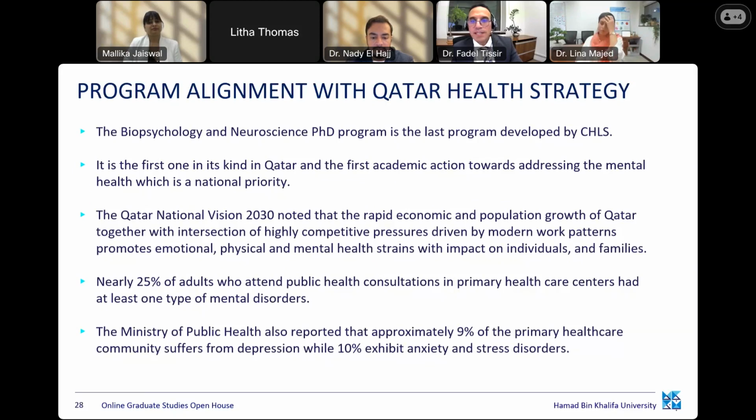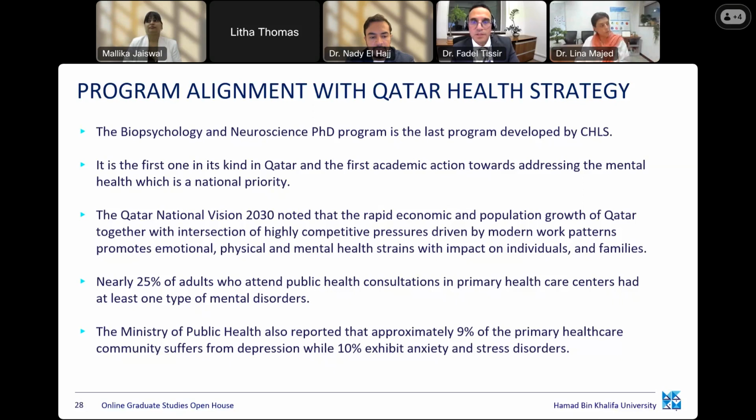So the BNS programs are in fact the latest developed by the College of Health and Life Sciences. They are, however, the first in Qatar and the Middle East and North Africa region to tackle the biological foundations of mental health, and the first academic initiatives that aim to understand the molecular and cellular mechanisms underlying mental health and diseases.